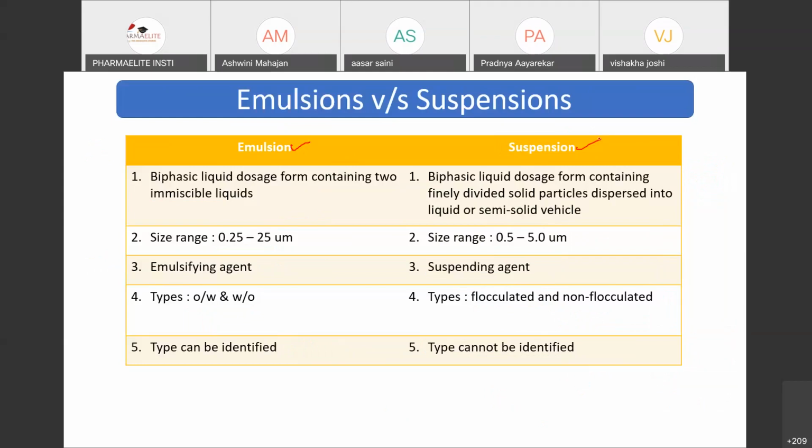Directions such as shake well before use is for which type of dosage form? Emulsion, suspension, both, none of the above. Shake well before use is a direction for both of your dosage forms, emulsions as well as suspension. That instruction comes for both of them. So don't think that it is only on one part of the picture. No, it belongs to both of them.